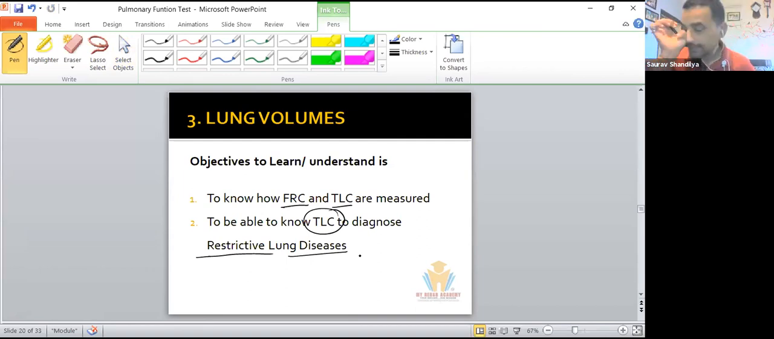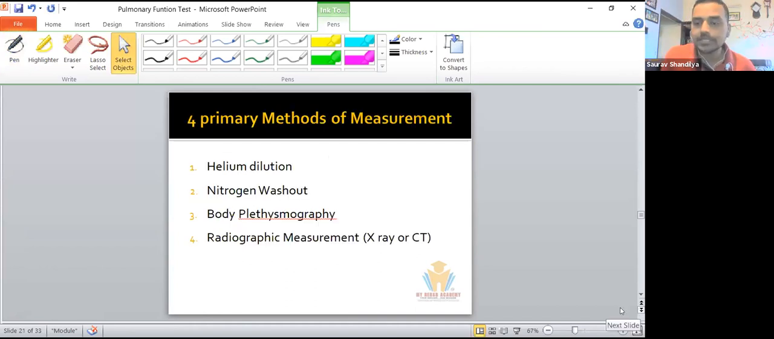It appears as good as normal. So how you have to identify, that's what we have to go back and see on page number 18. And one more thing, how we measure FRC and TLC is a big concept. I don't want to get into detail of that, because that is not the primary topic of the subject today.